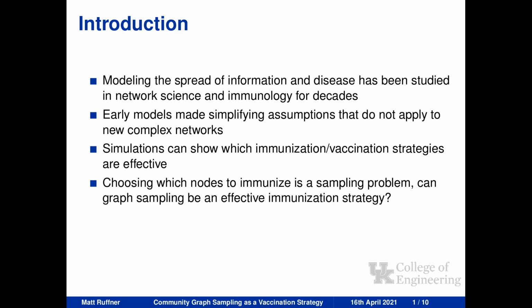Choosing which nodes to vaccinate is a node importance problem for which many so-called centrality metrics have been developed. Through simulations, I will show which centrality metrics prove useful and effective as a vaccination strategy and how performance varies for different network types. I am particularly interested in the application of graph sampling to this problem, since selecting nodes for vaccination is by definition a sampling problem in the graph domain.